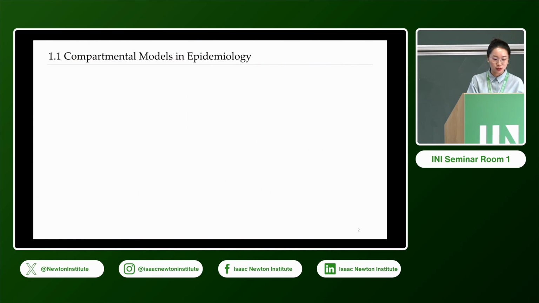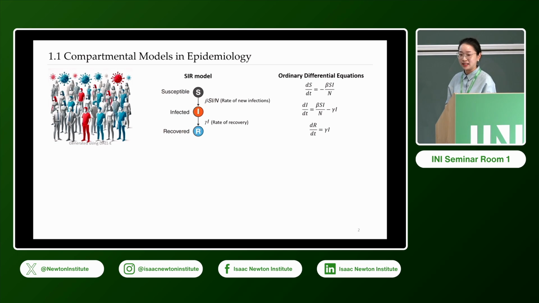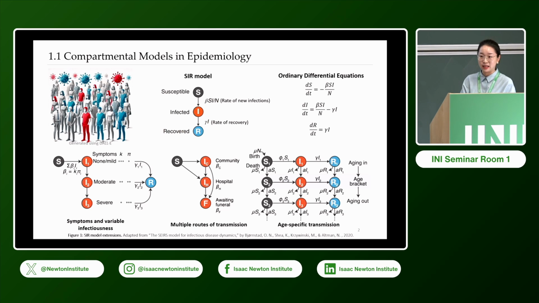To start, I will just revisit a tool very familiar to everybody, the compartmental models in epidemiology, which are quite essential for studying how disease spreads. Consider the simplest SIR model. As we all know, it has 3 compartments, and the flows between the compartments can be described using a series of ordinary differential equations. To better reflect the complexity of real-world data, we can add more compartments and more complicated flows between them to capture more details, such as variable infectiousness, multiple routes of transmission, and age-specific transmission. However, the more complex the model, the greater the challenge in estimating the parameters.